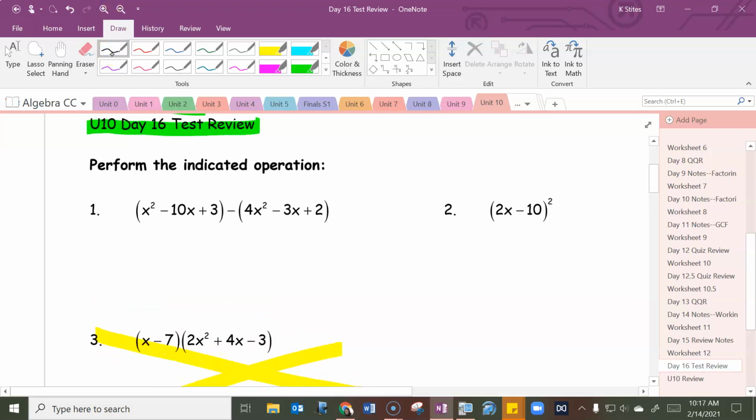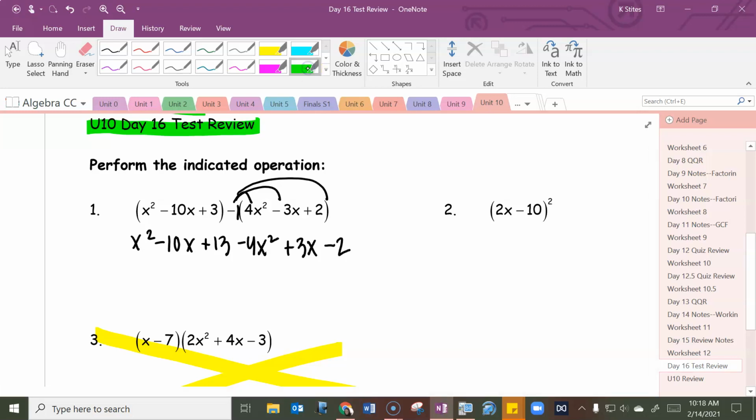Number 1, we have some subtraction. Remember, this is not FOIL. You are just distributing your negative. So we'll go ahead, we'll bring down these guys right here. And negative 1 times 4x squared is negative 4x squared. And negative 1 times negative 3x is a positive 3x, and negative 1 times 2 is negative 2.